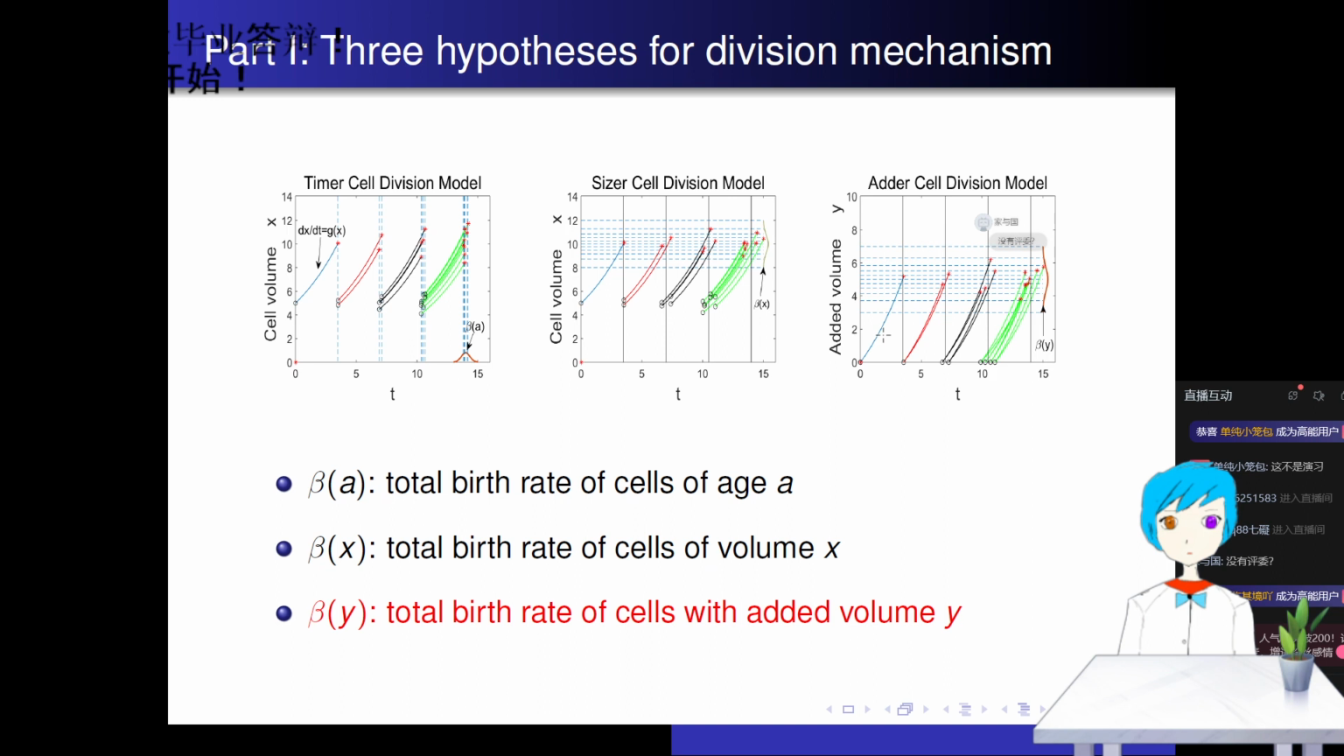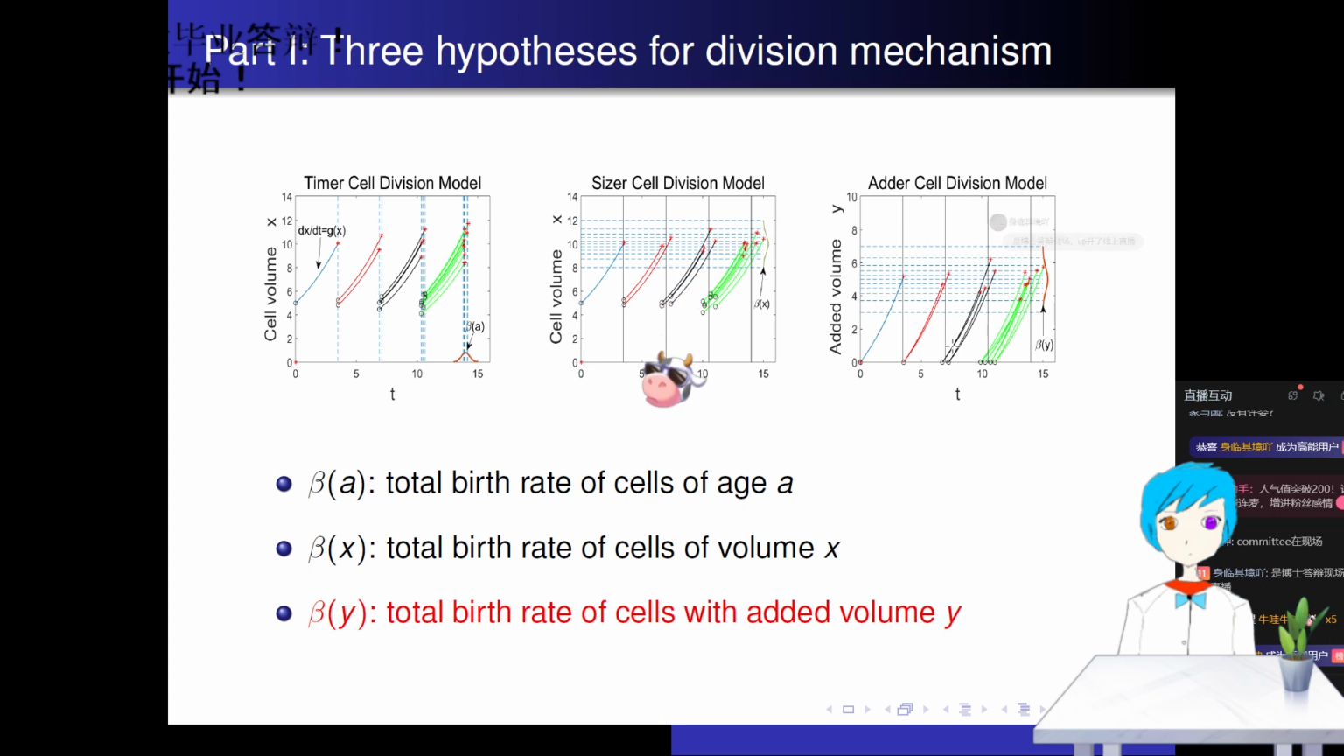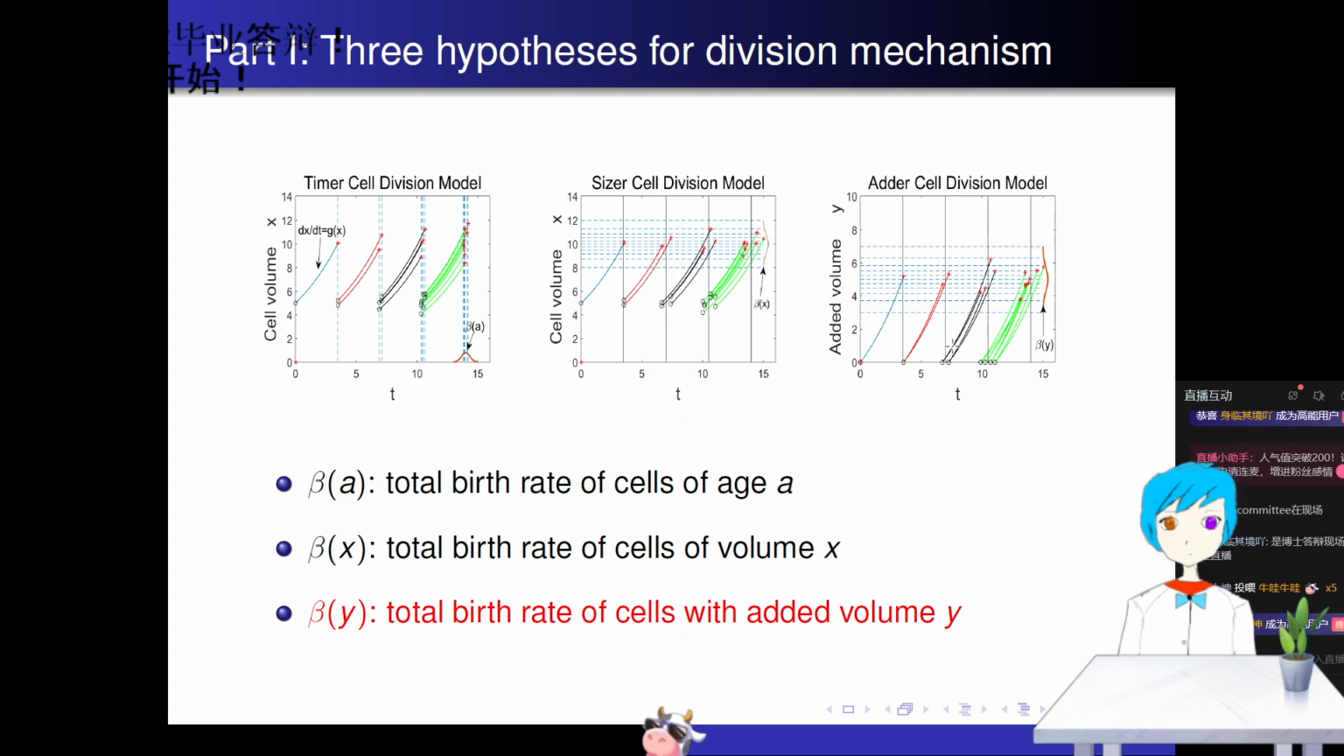I would like to first introduce macroscopic modeling for cellular division mechanisms. How a cell divides and how a cell regulates its size are of crucial biological interest. There are 3 prevailing hypotheses that are used to explain cellular division mechanisms. The first is the timer mechanism, which states that cells tend to divide around a fixed age. The second is the sizer mechanism, which states that cells tend to divide around a fixed volume. The last one, also the latest one, is the adder mechanism, which states that cells tend to divide after they have accumulated a fixed volume. Here, the volume accumulated means the volume the cell has grown since its birth.